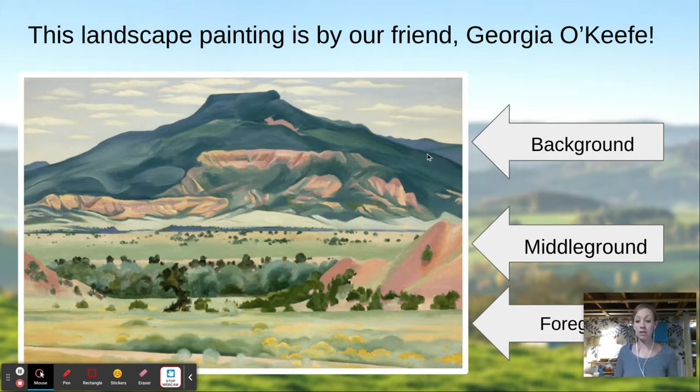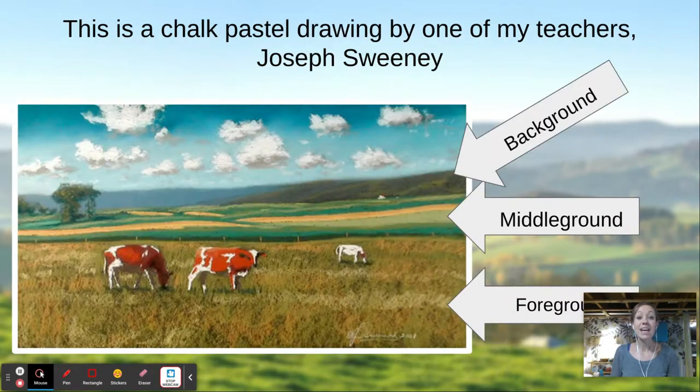We're going to look at other artwork, and we're going to look for the foreground, middle ground, and the background. Here's a painting done by one of my teachers named Joe Sweetie. He lives near Philadelphia. It's actually not a painting. He used a special kind of chalk to do this. There are cows, and these cows are really big in the picture because they are closest to us. They are in the foreground. Foreground starts with the letter F.